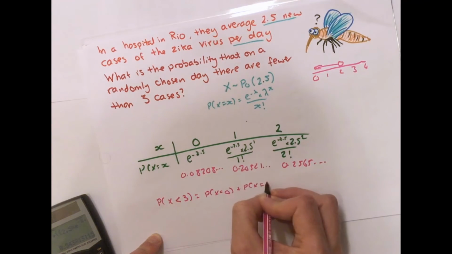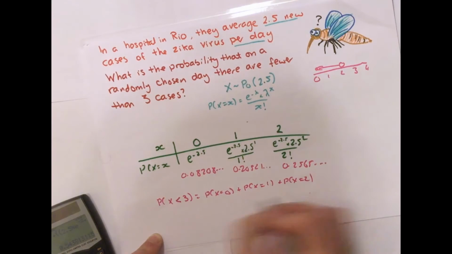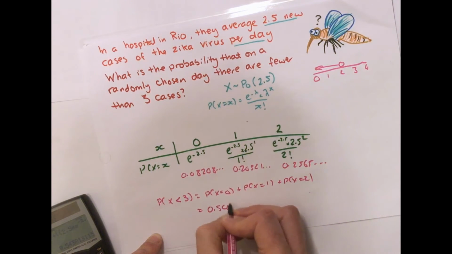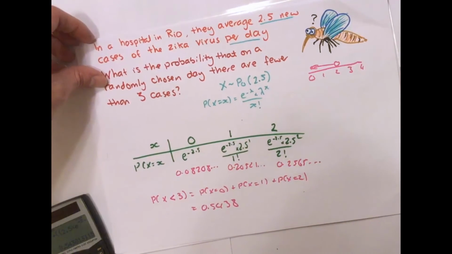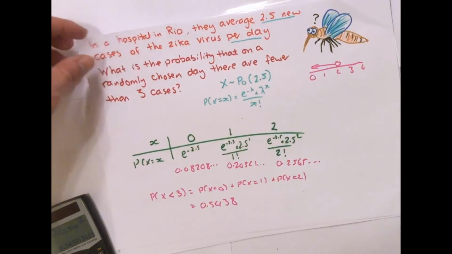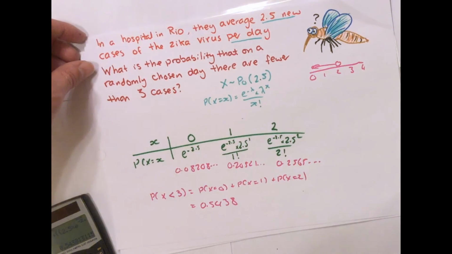And that comes to 0.5438, or a 54.38% chance that there are fewer than 3 cases on a given day. Of course, if you are the manager of the hospital or the senior consultant, you may wish to consider how you're going to staff and resource a hospital given that the chance of having fewer than 3 cases is about 50-50, 50%. The last thing to look at is the conditions for the Poisson distribution.